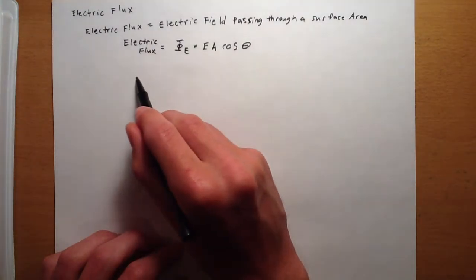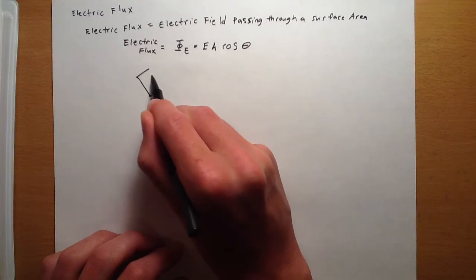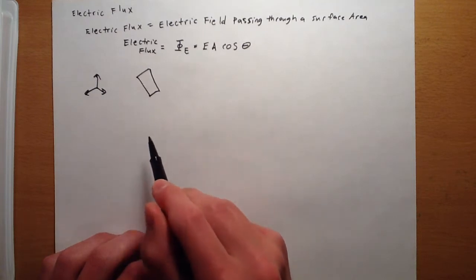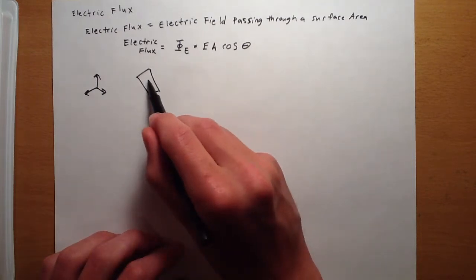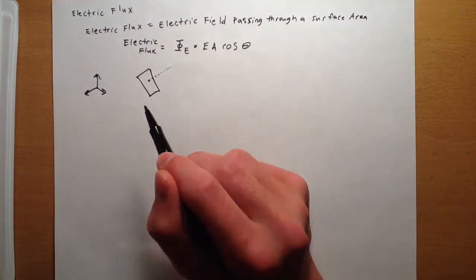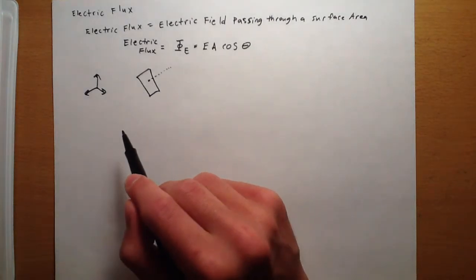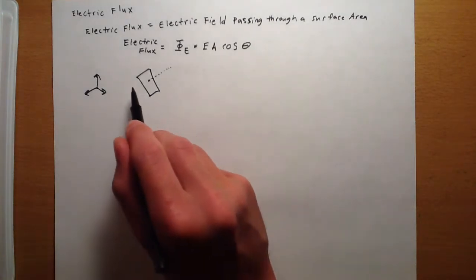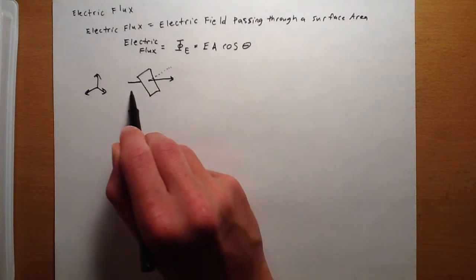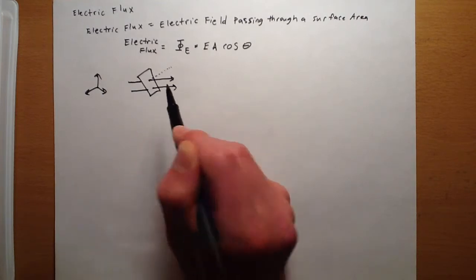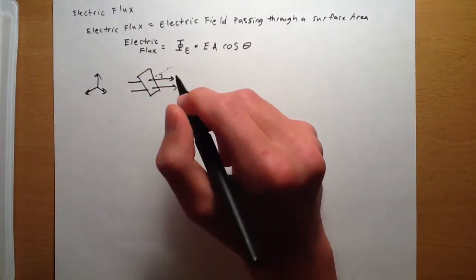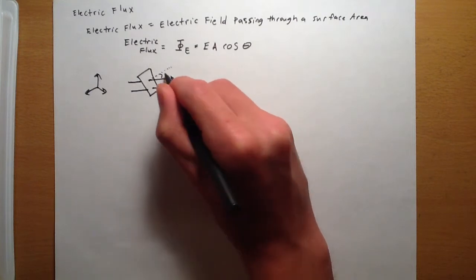So let's say we have a plane in 3D. It's a 3D plane. And we have this imaginary line going through the normal of the plane. Normal is a perpendicular line through a plane. And we have electric field lines penetrating the plane. Theta is the angle between the normal, or the perpendicular line to the plane, and the electric field lines. So here's theta right here.